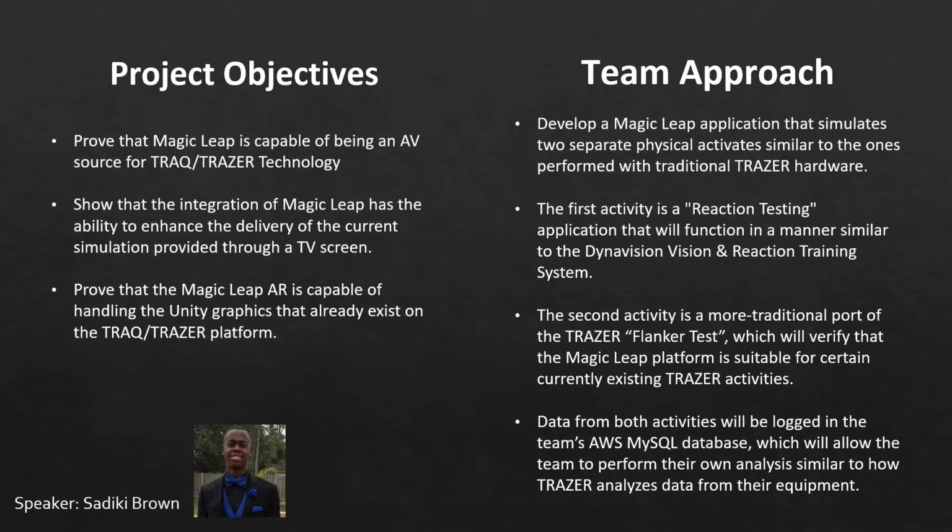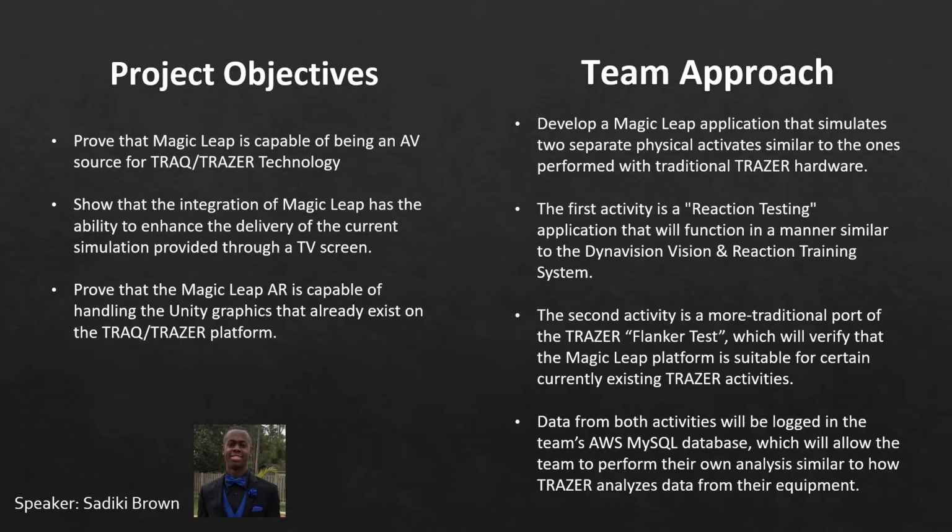So our project was provided to us by a company called TRAZER that develops new technology in the health and fitness field. Their current frontline product is a motion-sensing camera-like sensor device that works in conjunction with TRAZER-developed Unity applications. These applications enable users to train their body and mind while also gathering data for performance analytics. TRAZER's current console is fairly large, so not really as portable as they would like. This led to the idea of developing TRAZER-like applications on the Magic Leap platform to show that the integration of Magic Leap could enhance the delivery of the current simulation provided through a TV screen.